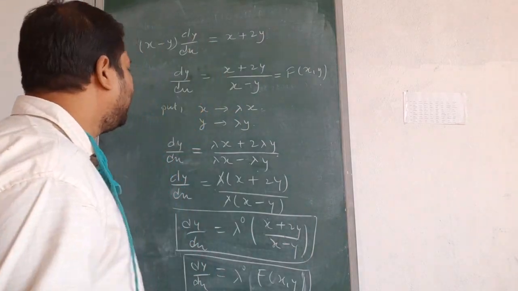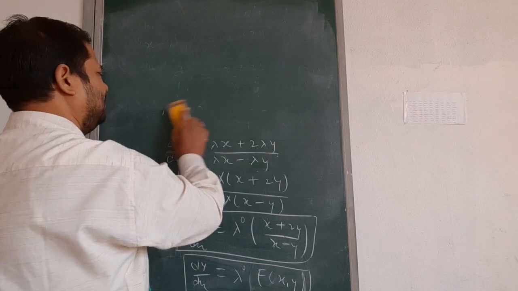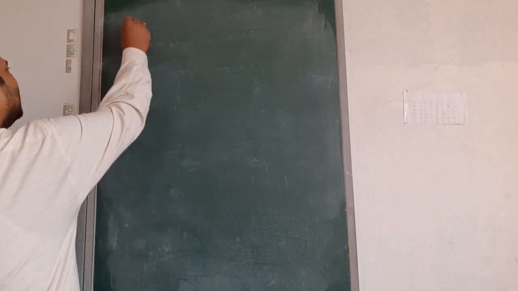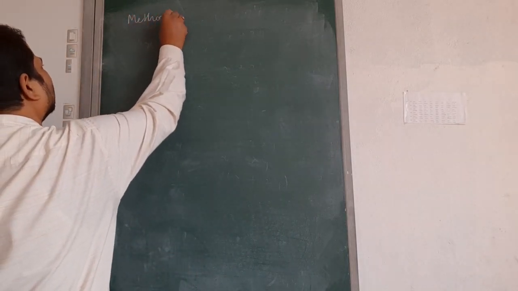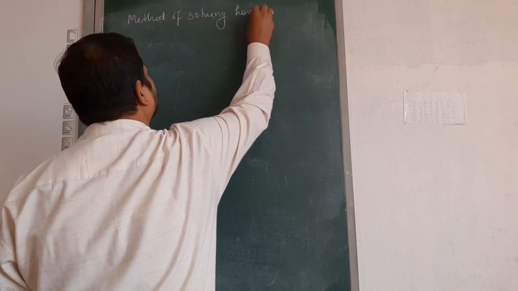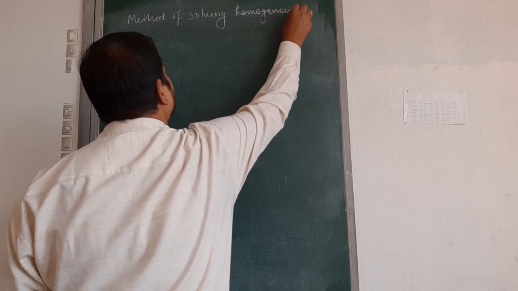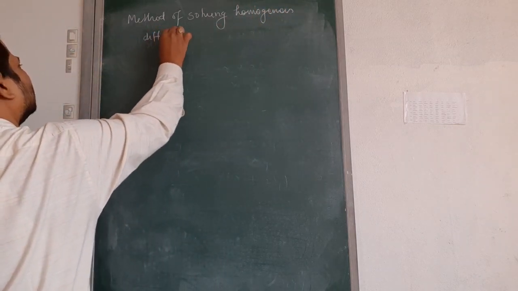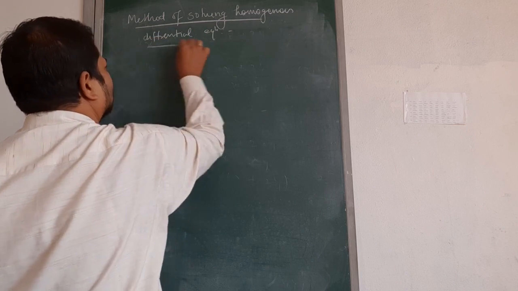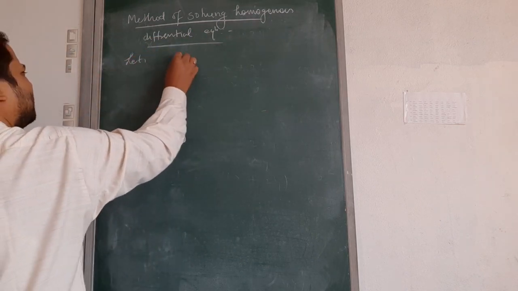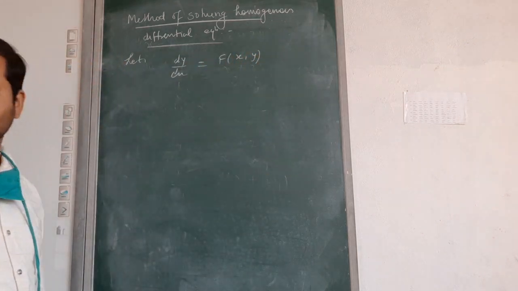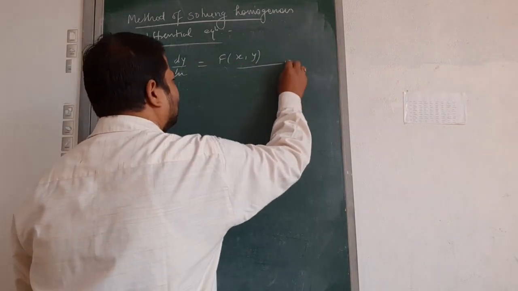Now, method of solving homogeneous differential equation. This is so easy. Let we have given a homogeneous differential equation dy by dx is equal to f(x, y). Okay, this is equation number 1.